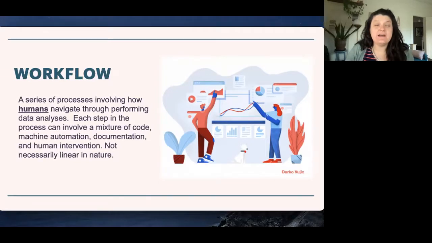The workflow is a series of processes involving humans navigating through performing this data analysis. So each step of the process can involve a mixture of code, machine automation, documentation, and then again, human intervention. And this is not necessarily linear in nature. So the key point here, which I think was brought up earlier as a challenge, is that putting all of those pieces together and communicating what you did is what I am talking about when I'm talking about workflow.